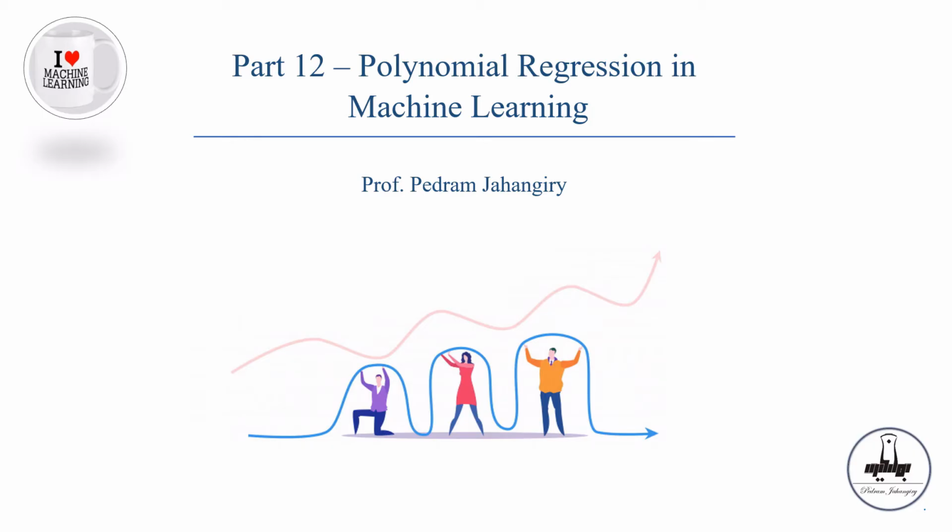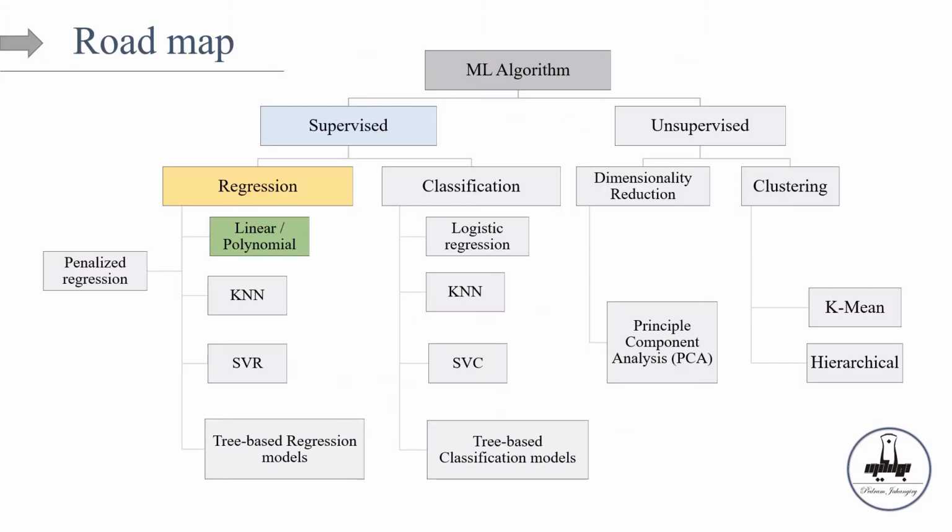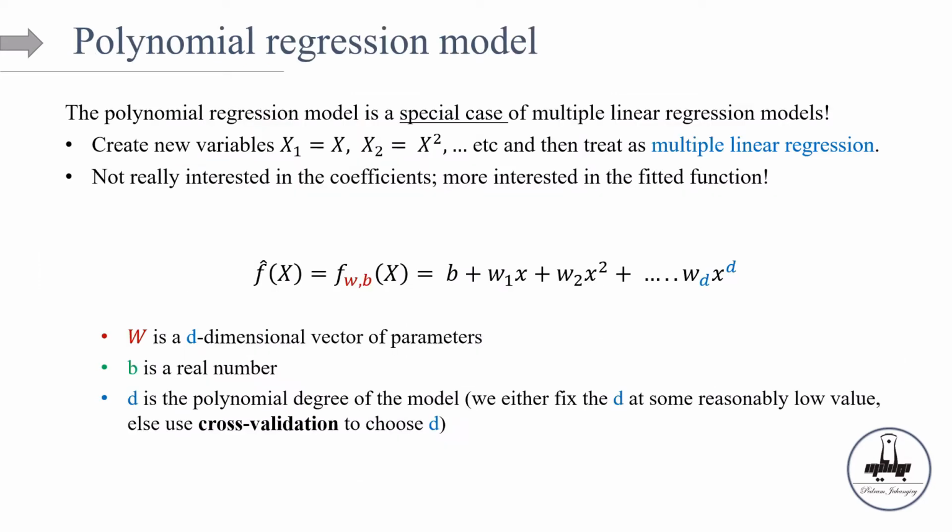Alright, part 12, polynomial regression in machine learning. If you haven't watched part 11 yet, make sure that you watch it first and then you watch part 12, because in part 11 we talk about linear regression models in general. Now, polynomial models are basically a supervised machine learning algorithm and are an extension to our linear regression model. So we put them in the same category, linear/polynomial regression models. Now let's see what the polynomial regression model is.